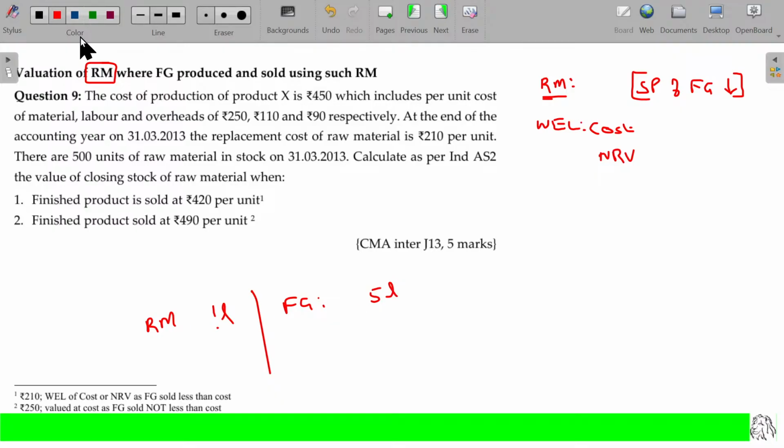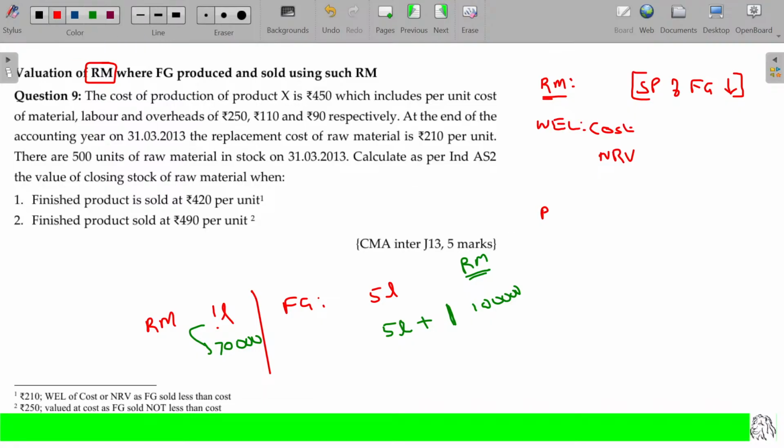Suddenly what happens, raw material value falls to 70,000 only. What about the finished goods value, sir? There is no decrease in the finished goods value. Still it remains the same 5 lakhs, or further it may increase also. Then what about the raw material value, sir? Raw material value being 1 lakh only.